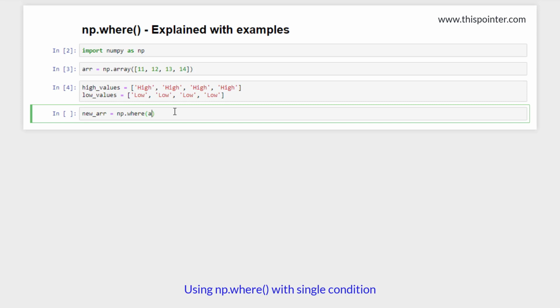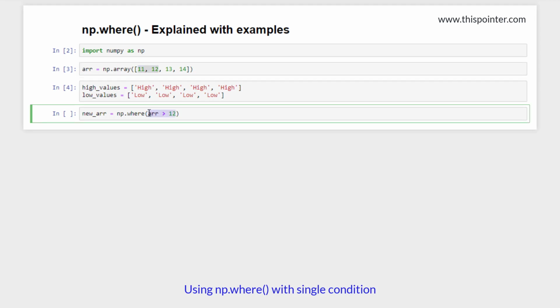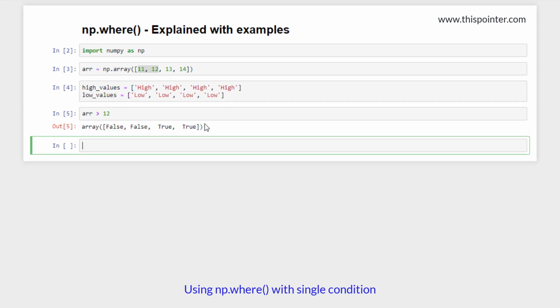So the condition expression is arr greater than 12. This expression will basically evaluate to a Boolean array where a value will be true if the corresponding value in the array is greater than 12, and if the value is less than 12, then the corresponding value will be false. So let's first try this. If we evaluate this, it returned a Boolean array. Now let's call the NumPy where function and pass this condition as the first argument.